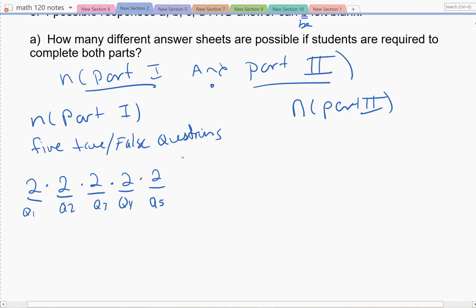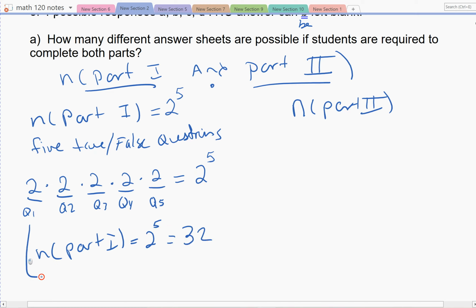And so the number of possible outcomes is 2 times 2 times 2 times 2 times 2, 5 times. We shorthand that as 2 to the 5th. So the number of ways to complete part 1 is 2 to the 5th, or if you multiply that out, 32. All right, so there are 32 ways to complete part 1.